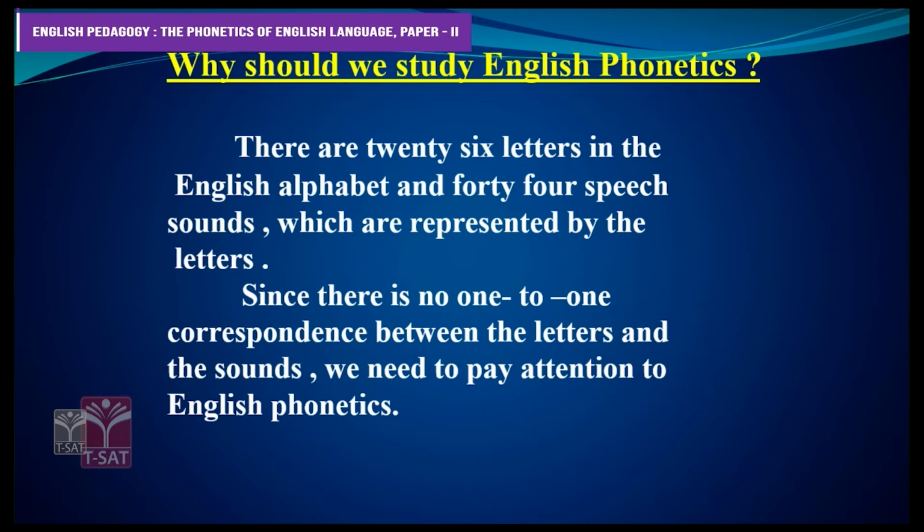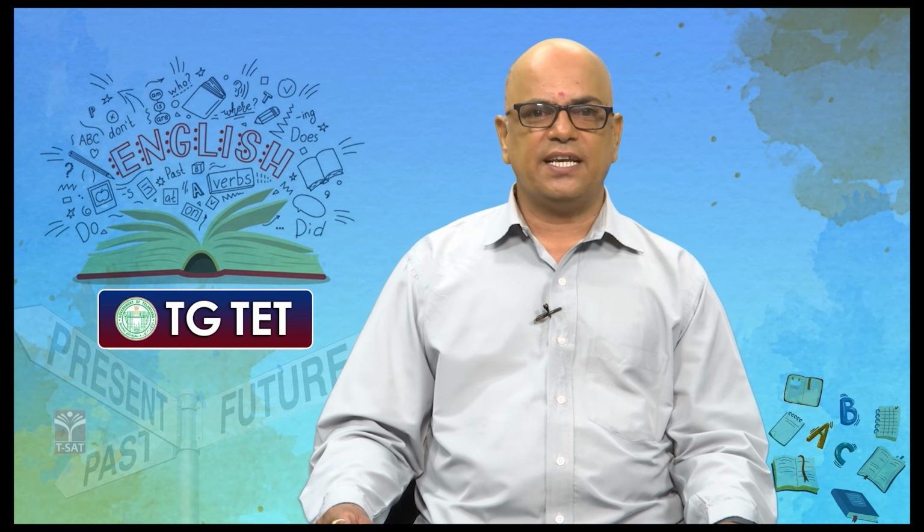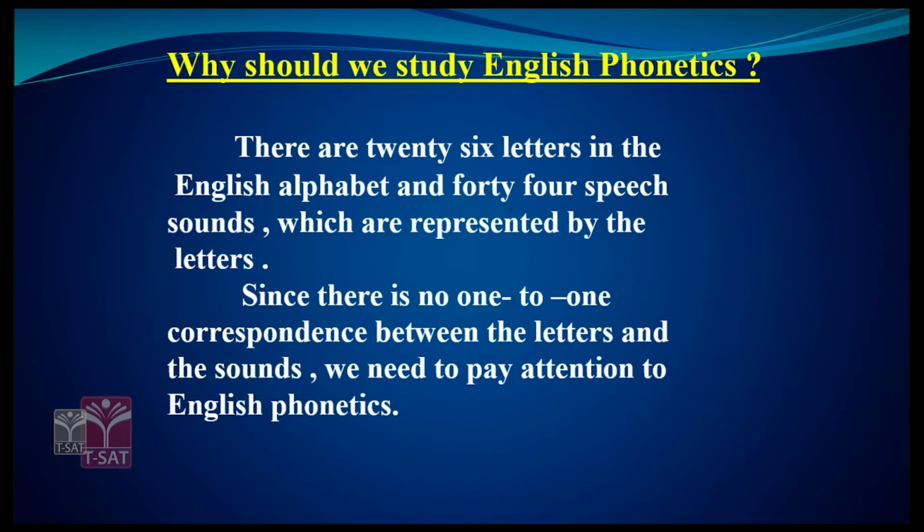And why should we study English phonetics in particular? We all know that there is no one-to-one correspondence between the letters and the sounds in the English language. There are 26 letters in the English alphabet and 44 speech sounds which are represented by the letters. Sometimes one letter represents different speech sounds, and different letters or clusters represent the same speech sound.